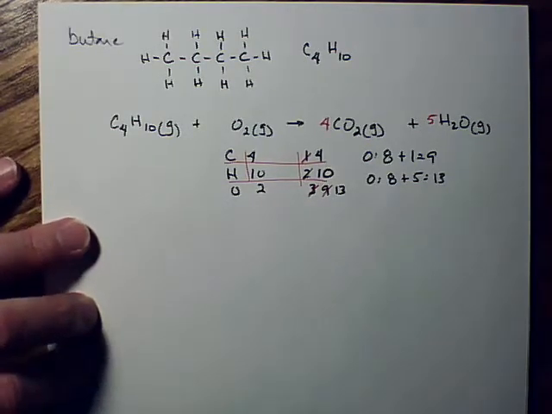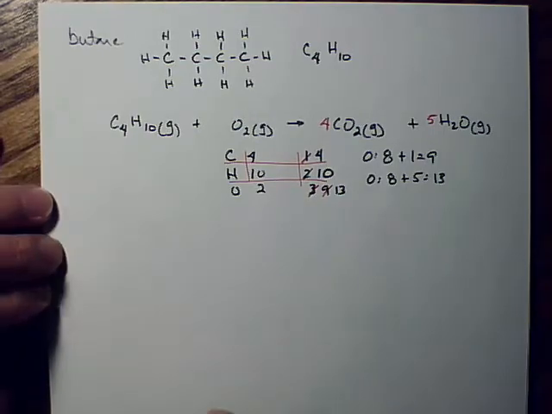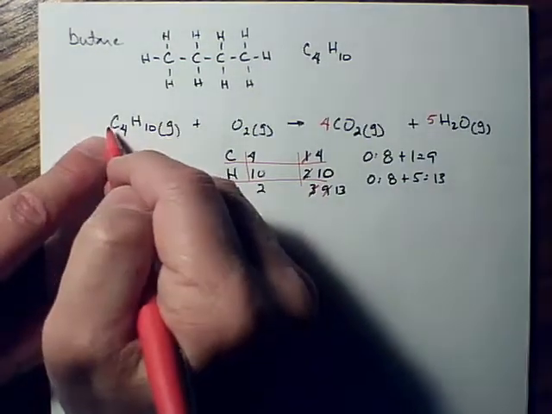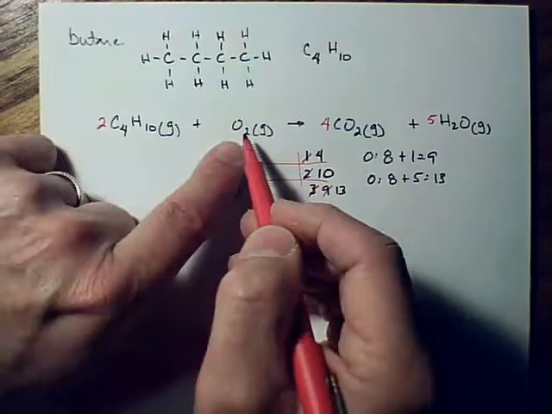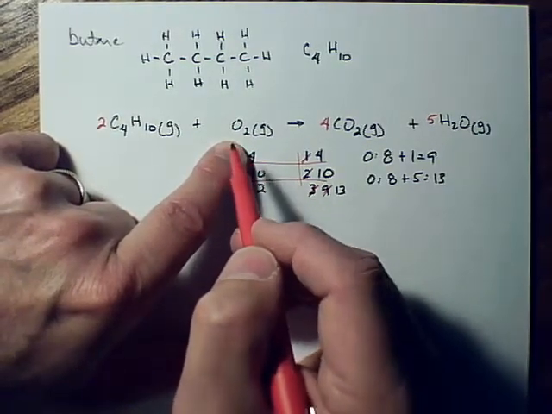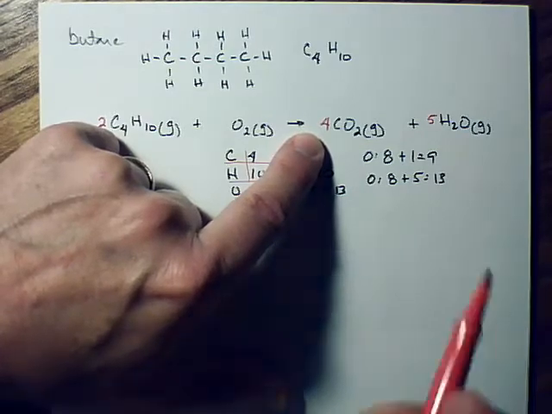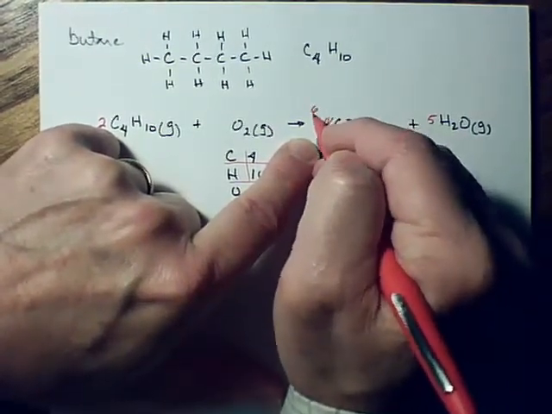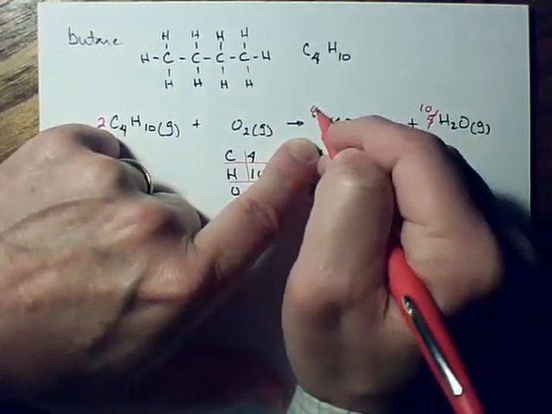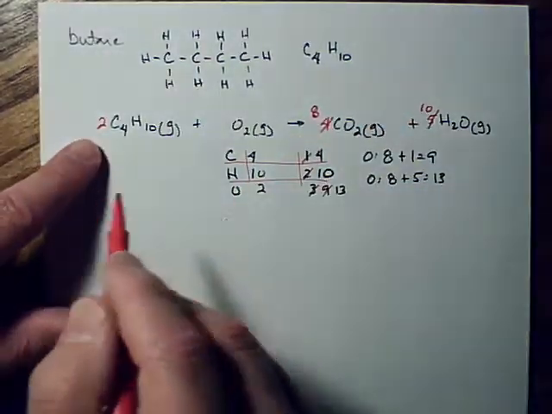We're going to go through and multiply everything by 2. So I have a coefficient 1 here. I'll make that a 2. I'm not going to bother with the one in front of oxygen right now, because that's the one we're trying to fix. I'm going to change this 4 to an 8 and this 5 to a 10. And go through and recount everything.